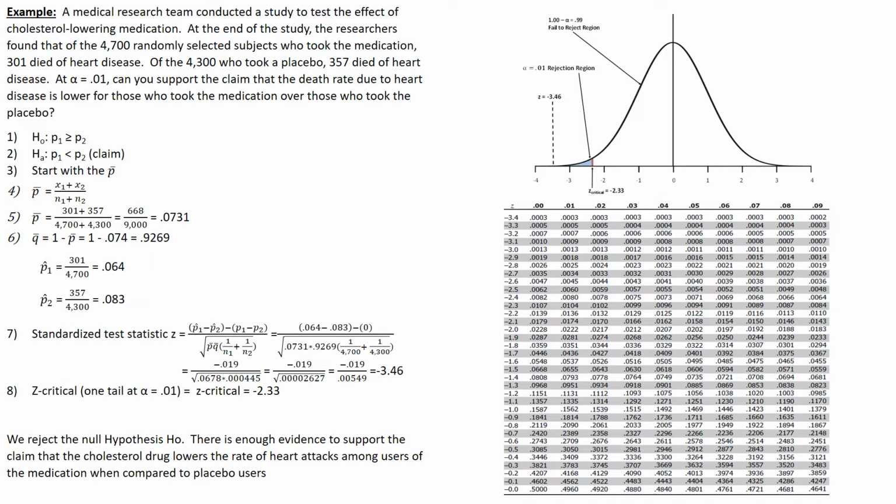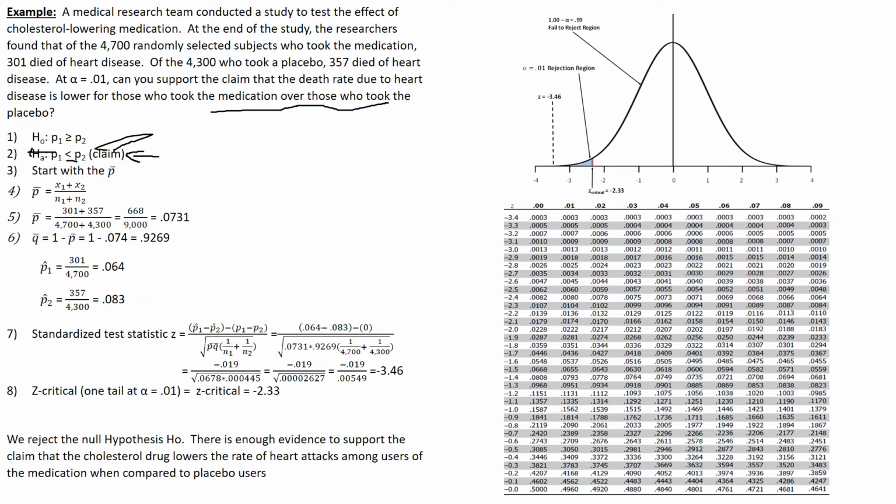Alpha 0.01 can support the claim that the death rate due to heart disease is lower for those who took the medication over those who took the placebo. So they want to know, is the death rate lower? That's the claim, and if it's lower, it's less than. So P1 is less than P2. It's left-tailed, the arrow is pointing to the left, which means the null has to be P1 is greater than or equal to P2.